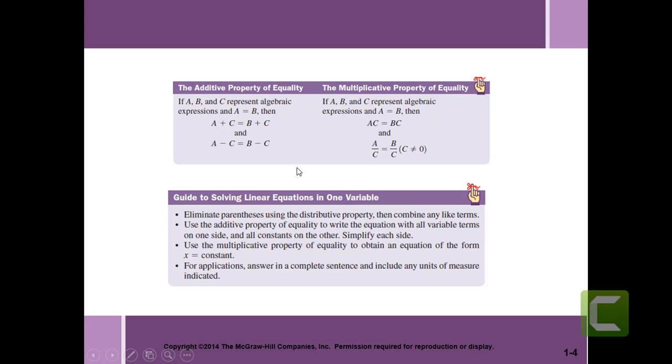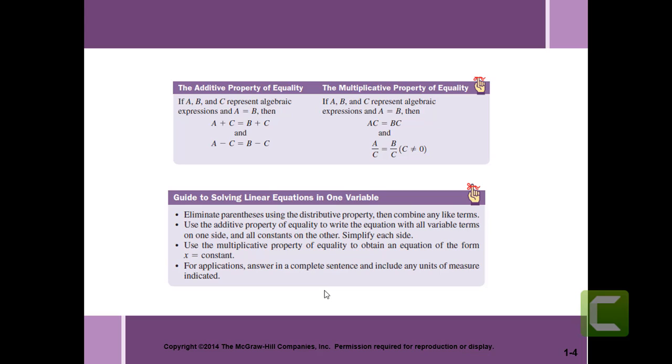Now, here are the guidelines. Here are the guidelines to solving equations in one variable. It says, 1, eliminate parentheses. So think about your order of operations. The first thing we want to do is eliminate parentheses using the distributive property, then combine any like terms, then use the additive property of equality to write the equation with all variable terms on one side, all constants on the other, and then simplify each side.